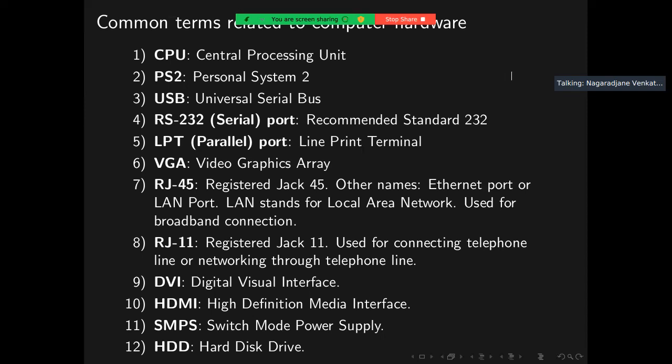Okay, with this we close the class. We have covered impact type printers, non-impact type printers, then some essential terms related to computers: CPU, PS2, USB, RS232, LPT, VGA, RJ45, RJ11, DVI, HDMI, SMPS, HDD, and SSD, solid state drive.